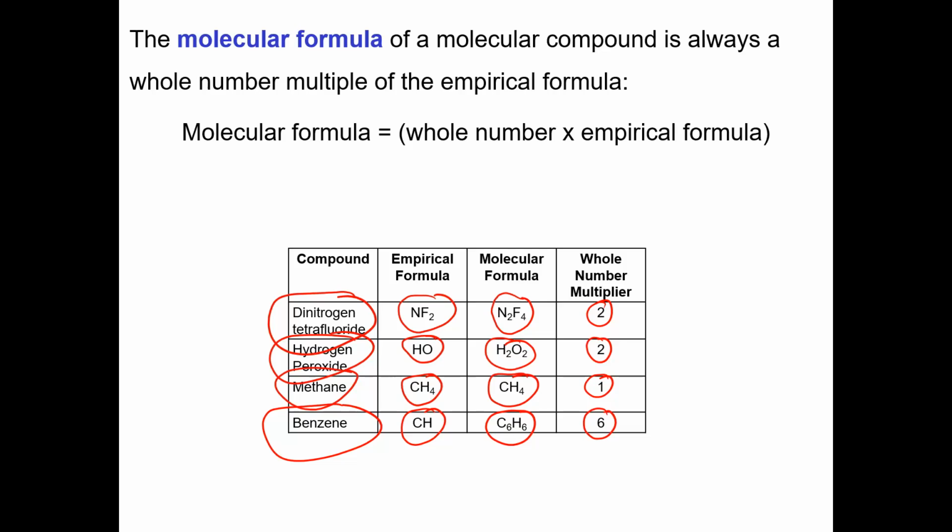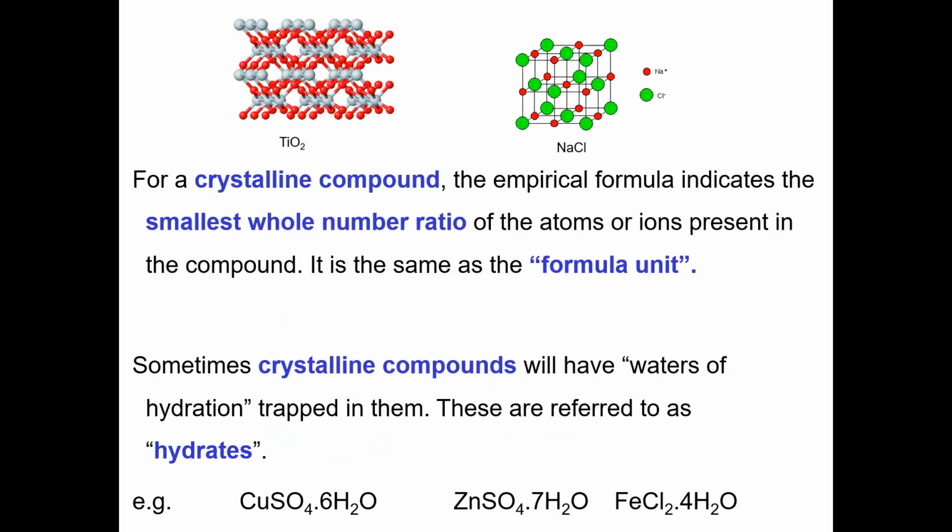So in each case, you can see that the molecular formula is either equal to the empirical formula or is larger than the empirical formula and is a whole number multiple of the empirical formula. For a crystalline compound, we use the empirical formula to indicate the smallest whole number ratio of the atoms or ions present in the compound. Sometimes that's referred to as the formula unit. So for crystalline compounds, we always give the empirical formula as its formula because it really doesn't make sense to write anything else.